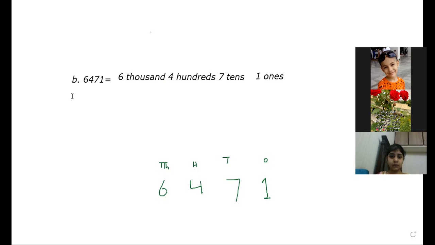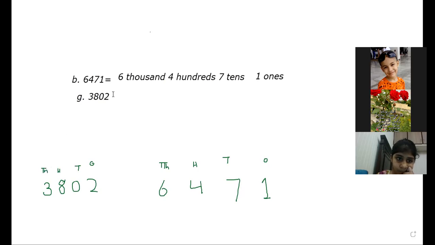In G part, what we have to do: they give a value 3802. Now, how am I going to do this one? This one is 3, 8, 0, and the last one is 2. This is ones, this is tens, this is hundreds, and this one is thousands.